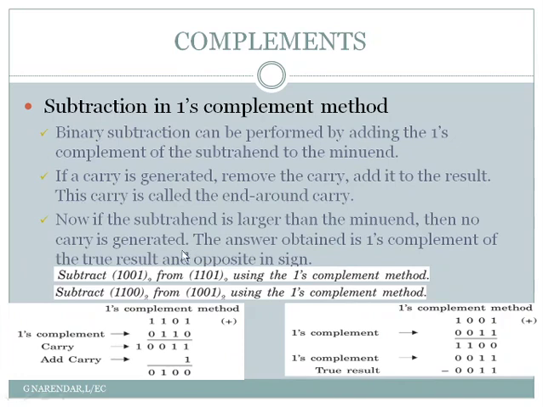So here we will take the first example. Subtract 1001 from 1101 using ones complement method. The subtraction operation goes this way. Since we are using ones complement method, what do you have to do? Actually, you have to subtract 1001 from 1101.